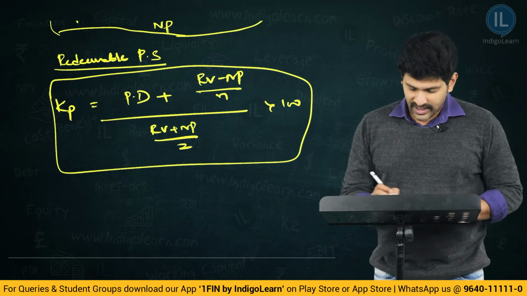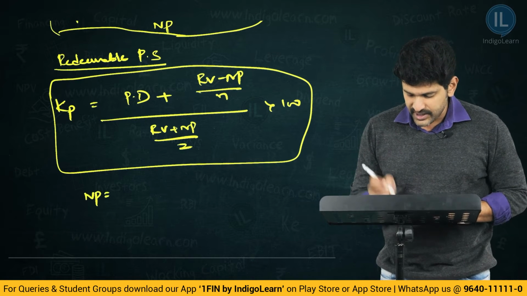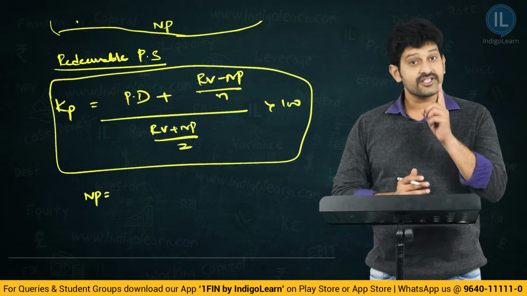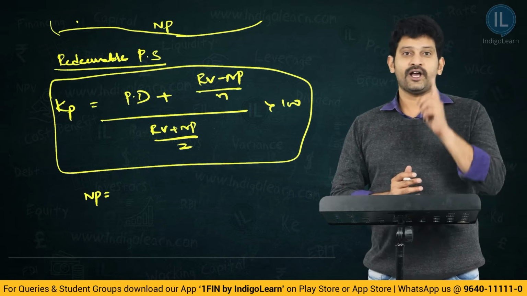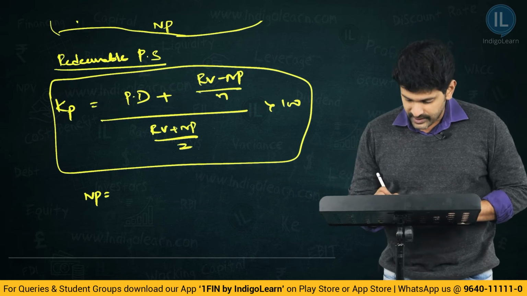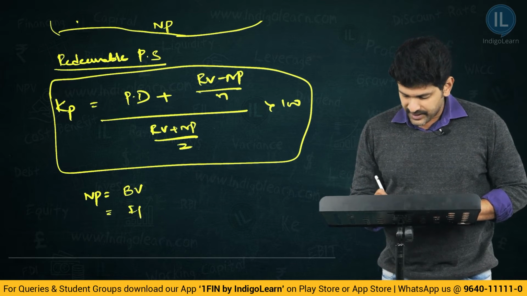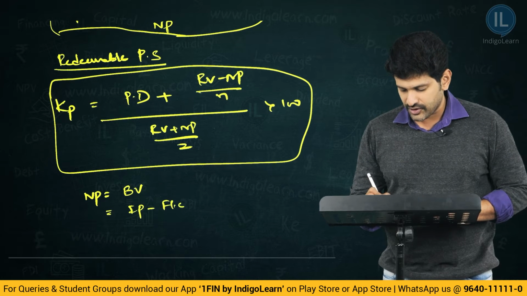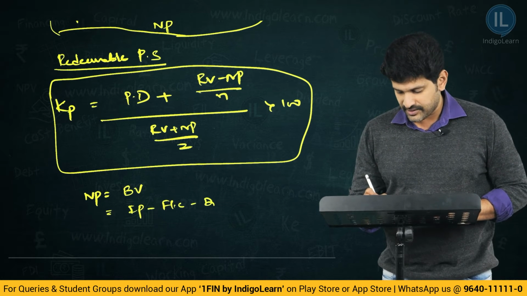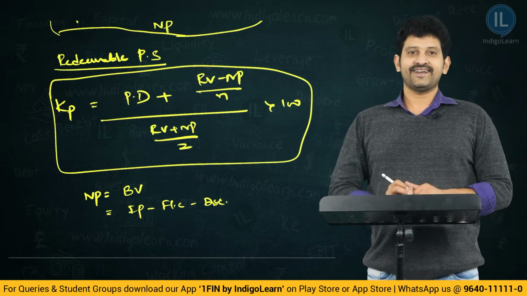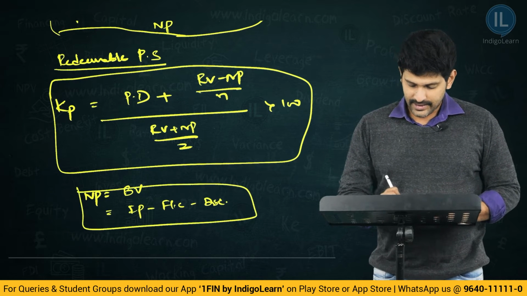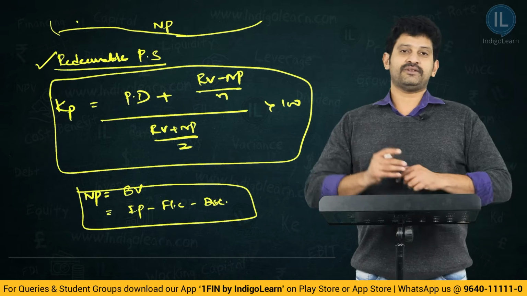And one more golden rule lastly, here NP is what? Historic cost, the book value, the historic value. Therefore, here we will say book value. That can be the issue price minus flotation cost if any, minus discount if any. This is our net proceeds in case of redeemable. That's it.